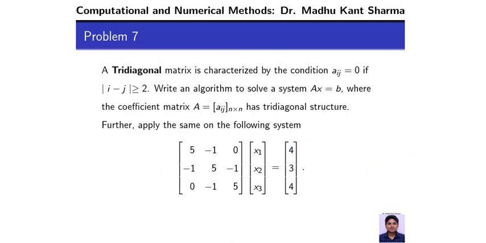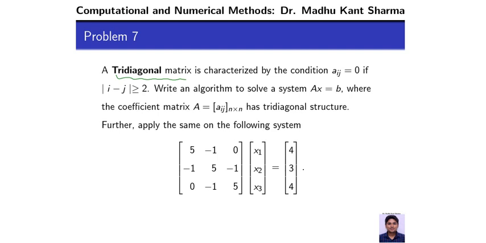Next problem, that's problem number 7. The first statement is a definition of a tridiagonal matrix. A matrix is tridiagonal if it satisfies the following condition: Aij equals 0 if mod of i minus j is greater than or equal to 2.